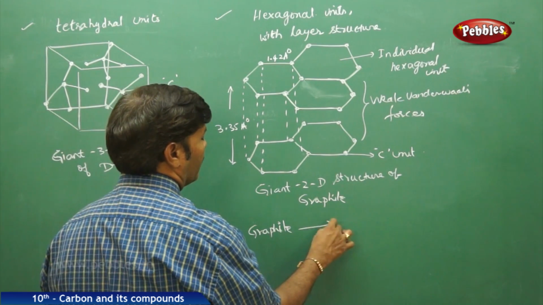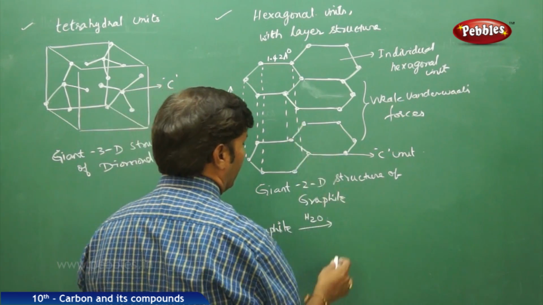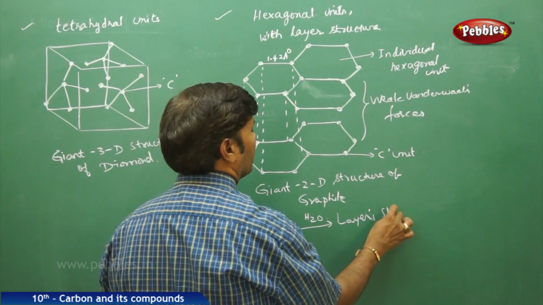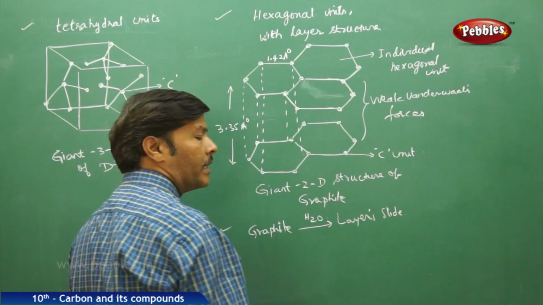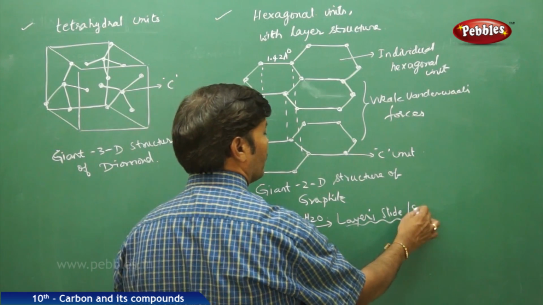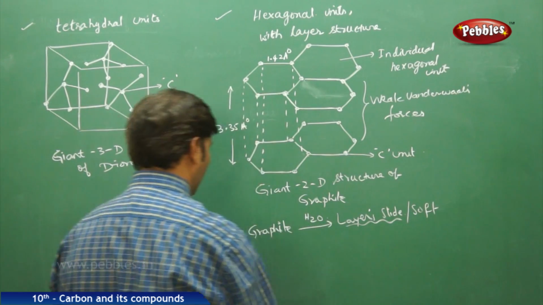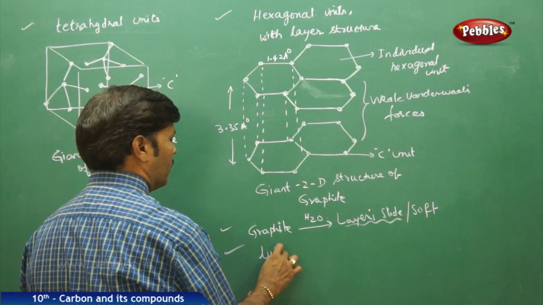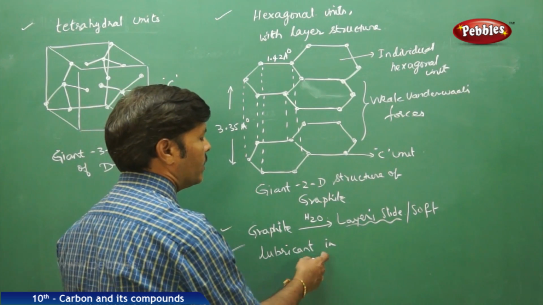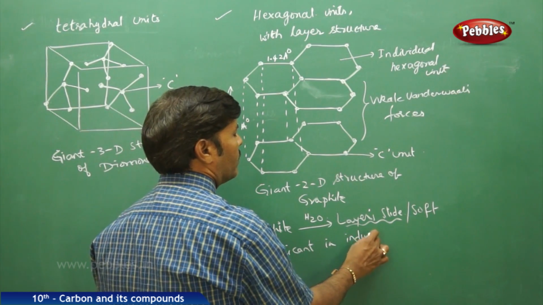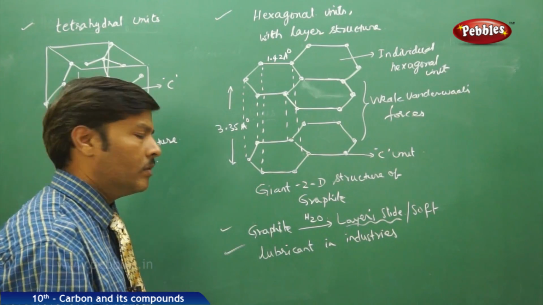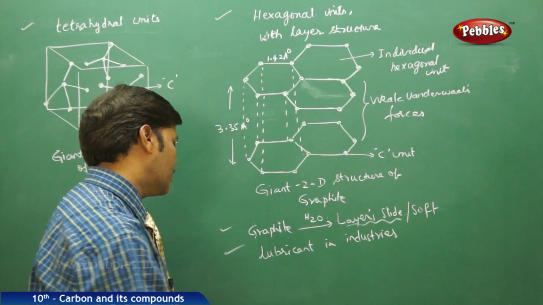when it comes in contact with water, the layers in graphite slide. They slide against each other. Because of this layer slide, the graphite becomes soft, and it is used as a lubricant. That's why graphite is used as a lubricant in industries in order to prevent wear and tear in machines. The graphite powder is used as a lubricant.